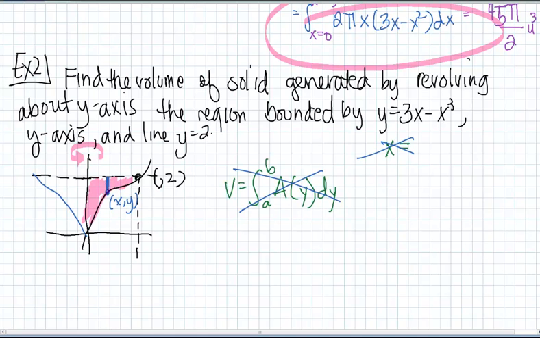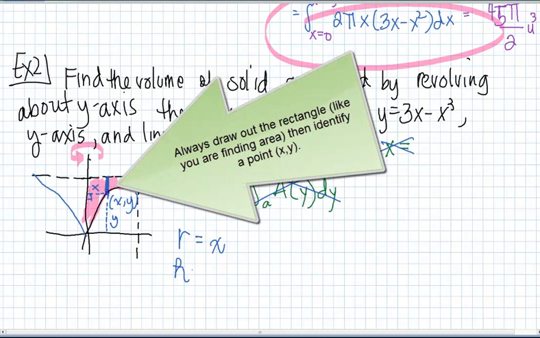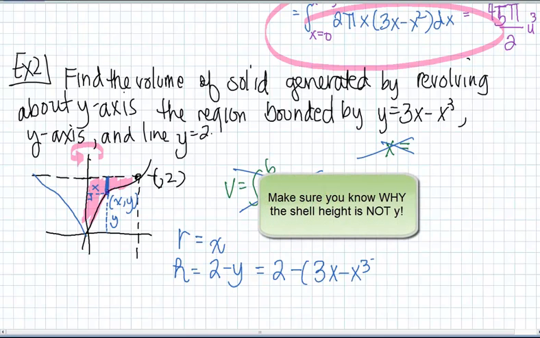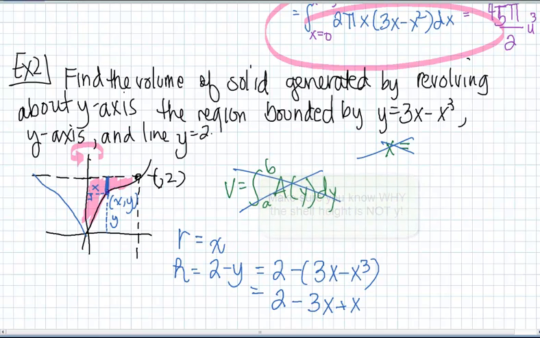So let me draw this little piece, just like finding area, so I'm going to draw this little rectangle. Now the x-coordinate is how far over we go to the right. Our y-coordinate is how far up we are from the x-axis. Notice my shell radius is actually our x-coordinate. That's kind of nice. But our shell height is not y. Notice how y is outside of our shaded region. Our shell height is actually 2 minus y. So we're going to write this out as 2 minus (3x minus x cubed) because we're going to need it in terms of x. So 2 minus 3x plus x cubed.